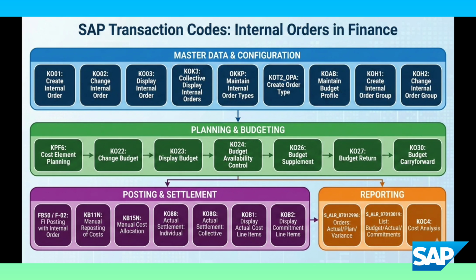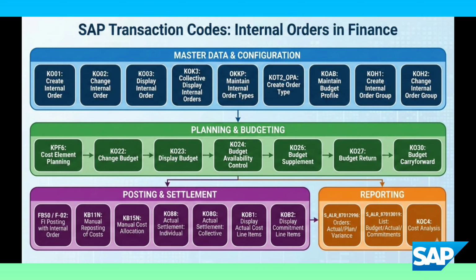Now some reporting transaction codes: S_ALR_87012966 and KOC4. These are the cost analysis and orders actual plan variance T-codes.